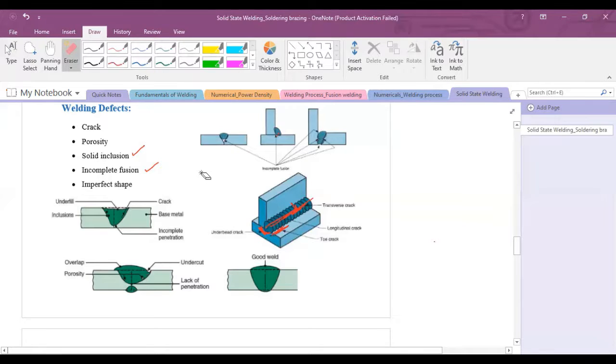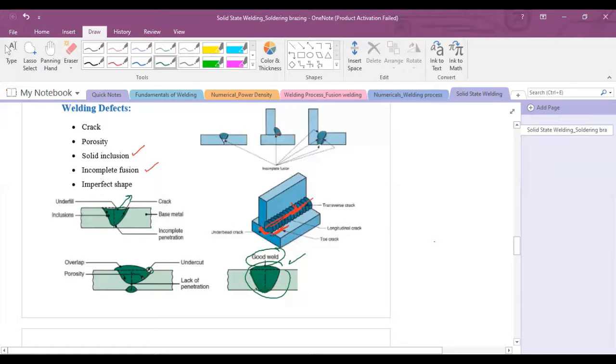Number five is the improper shapes, which is related to the weld profile. You can see very improper shapes or very improper joints are formed. This is the picture of a good weld. A good weld should look like this: a properly filled weld till the root of the joint. Here you can see this is underfilled, not completely filled. This is overfilled, and this is undercut.